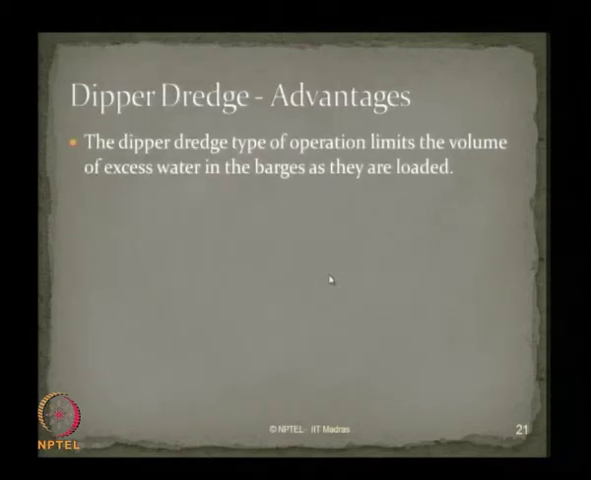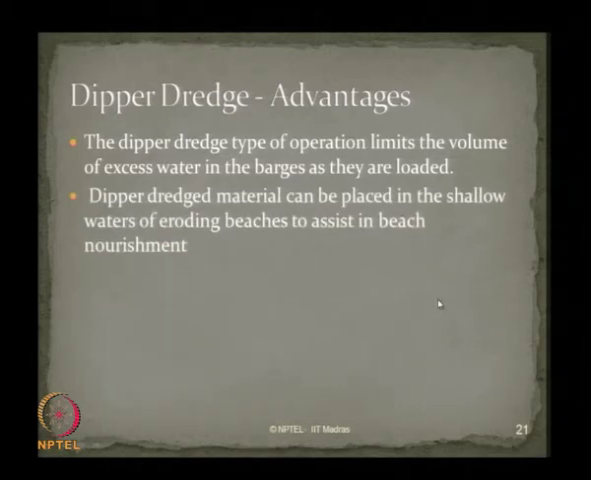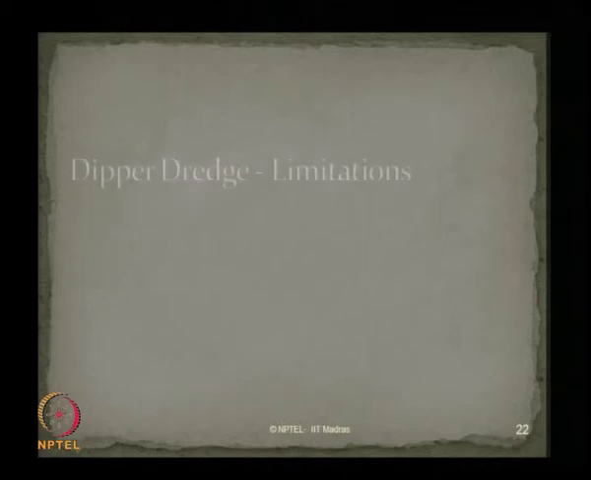Salient advantages of this kind of dipper dredges are: the dipper dredger type of operation limits the volume of excess water. That is very important, because as the dipper picks up the spoil from the side, water drains off during this operation itself. So, the volume of excess water in barges as they are loaded can be minimized. The dipper dredged material can be placed in the shallow waters of eroding beaches to assist in beach nourishment parallelly.